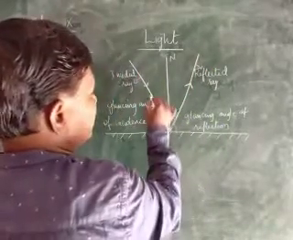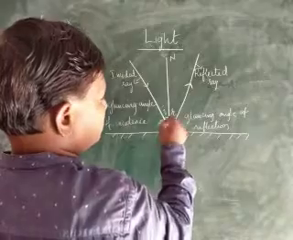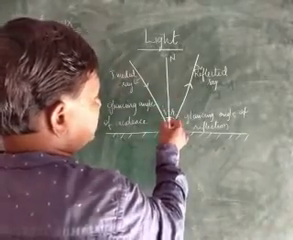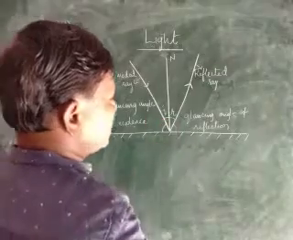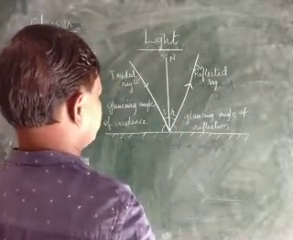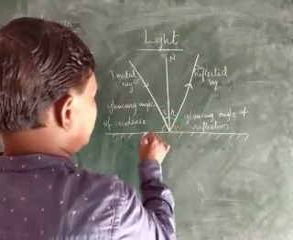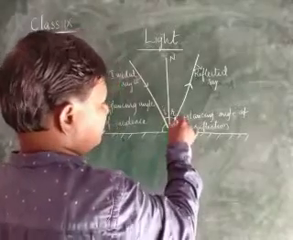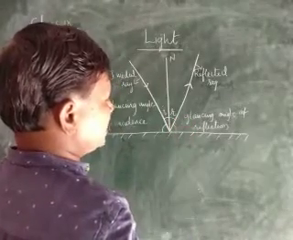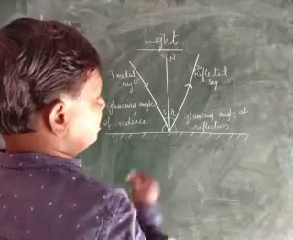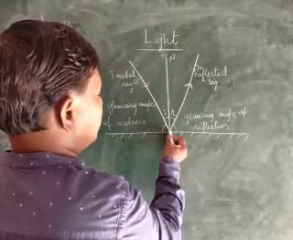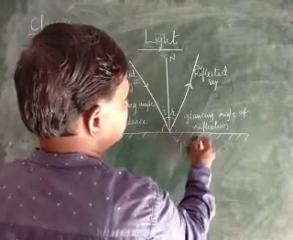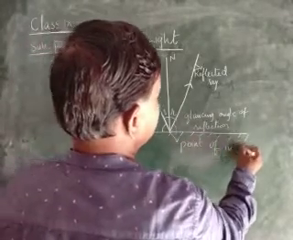The angle between the incident ray and the normal is called the angle of incidence. The angle between the reflected ray and the normal is called the angle of reflection, children. The angle between the incident ray and the reflecting surface is called the glancing angle of incidence. The angle between the reflected ray and the reflecting surface is called the glancing angle of reflection, children. In the same way, the point where the light ray is incident is called the point of incidence. Okay, children.